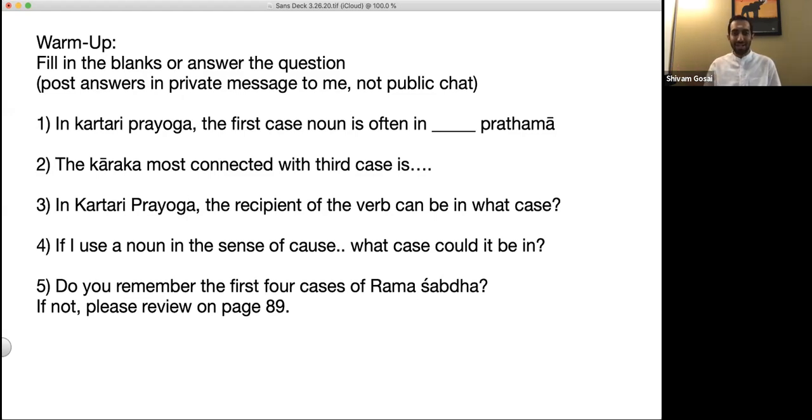If this is looking totally foreign, you might want to go back and review the first, second, and third case, right? That's okay. They're only 30 minutes each, so you can do them all while you're in quarantine. You can go back and look at all of the different first, second, third cases. Number five, do you remember the first four cases of Rama Shabda? I hope you do. Let me pull that up.